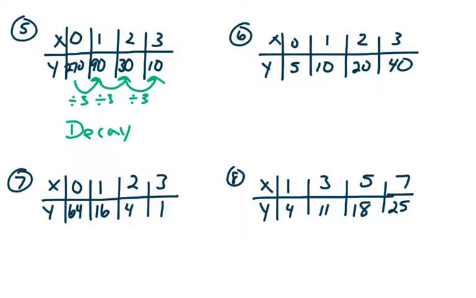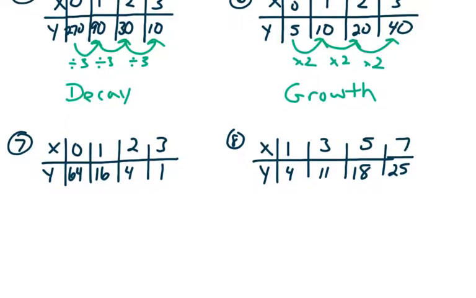With number 6 here, we need to go from 5 to 10. 5 times 2 would be 10. 10 times 2 would be 20, so times 2. 20 times 2, that would be 40. Yeah, 40, not 4. Whoops, my bad, I was thinking about 40 times 2. So we're getting bigger as time goes on. We're getting bigger by the same rate as time goes on. This is an example of exponential growth.